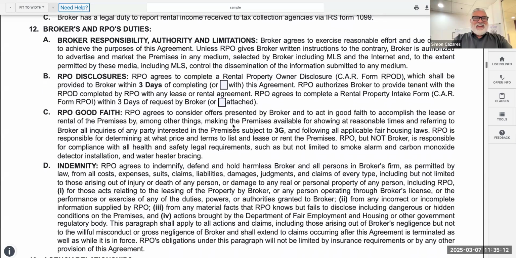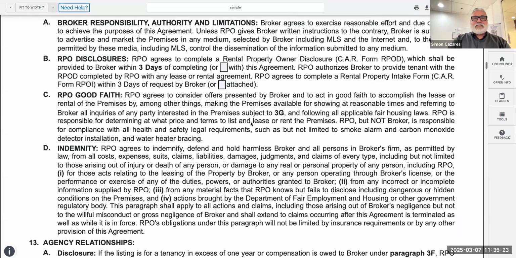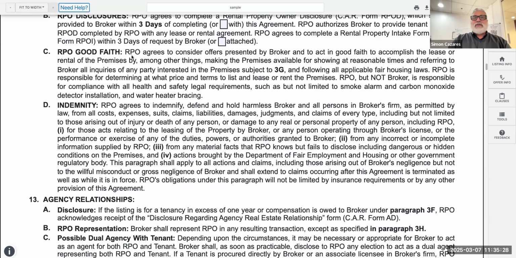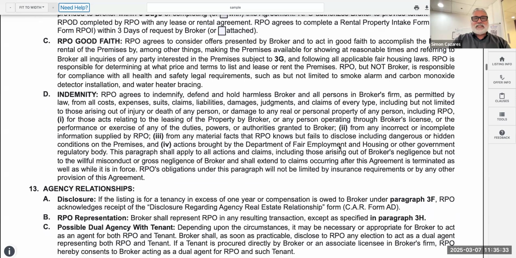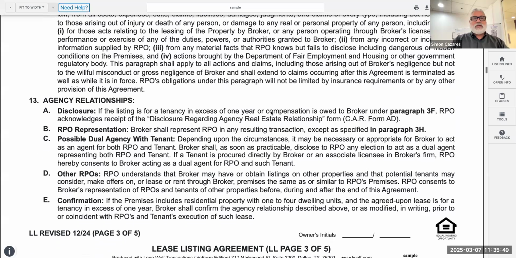I love that. All right, number 12 just basically goes into the broker's responsibilities and the duties between you as the broker and the landlord, right? The authority and limitations, disclosures, right? Part of the process is disclosures that are to be provided. Good faith: agrees to consider offers presented by broker and act in good faith to accomplish the lease. Again, indemnify also: the landlord agrees to indemnify, defend, and hold harmless the broker. So there's protections there that if they want to come after us, they've initialed and signed this agreement that they won't as part of the process.